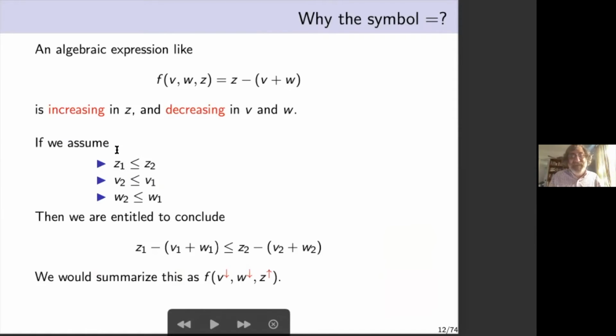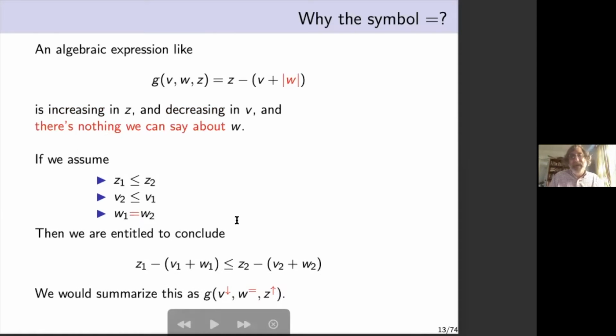So what this actually means, another way to say it, is that if you have z1 less than z2 and v2 less than v1 and w2 less than w1, so notice that I have it backwards for the 2 and the 1 on the v and w, and forward for the 1 for the z, then you could conclude the left side here is less than the right side here. So that's another way to say the whole thing. And that's what somebody would mean if they put arrows on the variables v, w, and z like this.